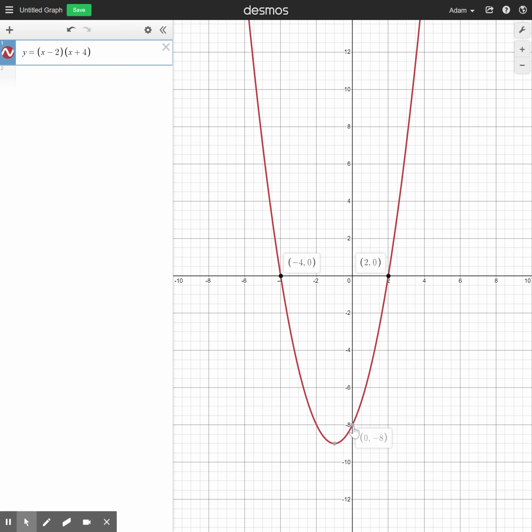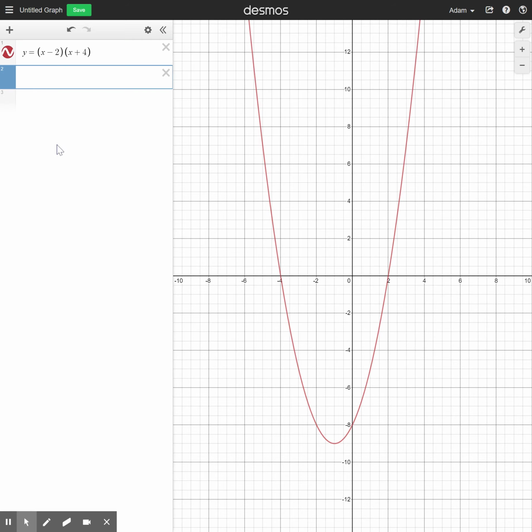Parabolas sometimes also have y-intercepts, which is where the parabola hits the y-axis. The parabola here has a y-intercept of -8. Its y-intercept can also be written as (0, -8).